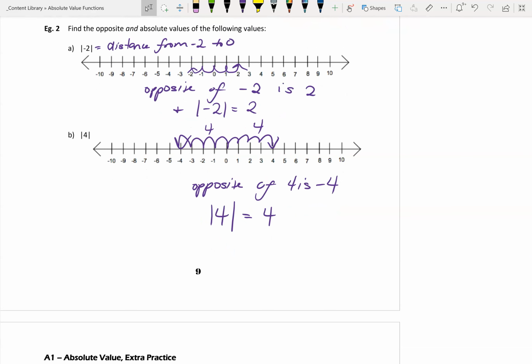Instead of just thinking about distances all the time, but this is the correct definition of it. It's determining the distance from a value from 0 on the number line.